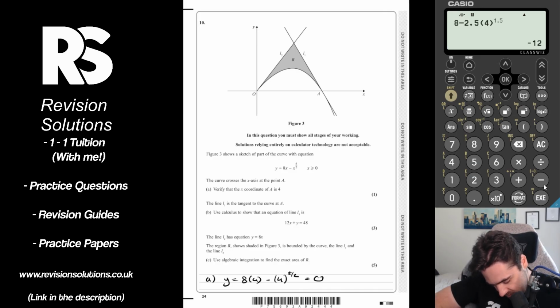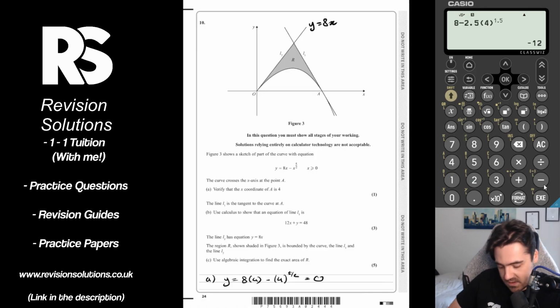Then it says line L2 is y equals 8x. Let's mark that on. And then the region R shown in figure 3 is bounded by the curve, L1 and L2, good. And then using algebraic integration, can we find the exact value of R? So first off, R's got a curved side to it, so that's why we need the calculus.